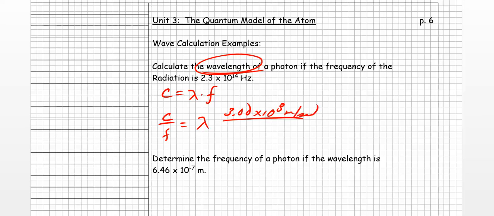And I'm going to divide it by the frequency that I've been given, which is 2.3 times 10 to the 14th. Instead of writing hertz, I'm going to write this as seconds to the minus 1. All right? Seconds to the minus 1, because I want to be able to cancel.